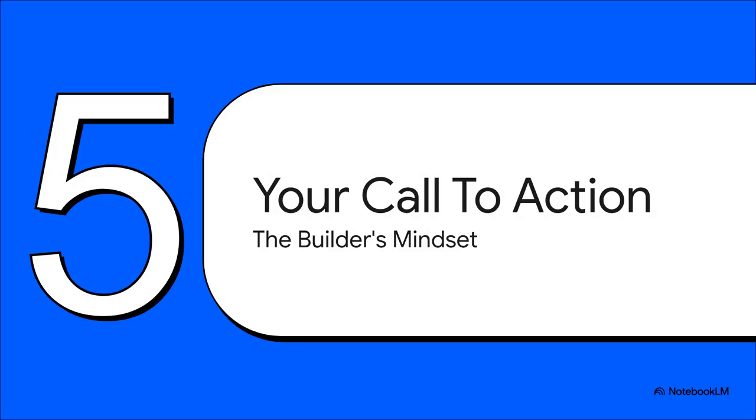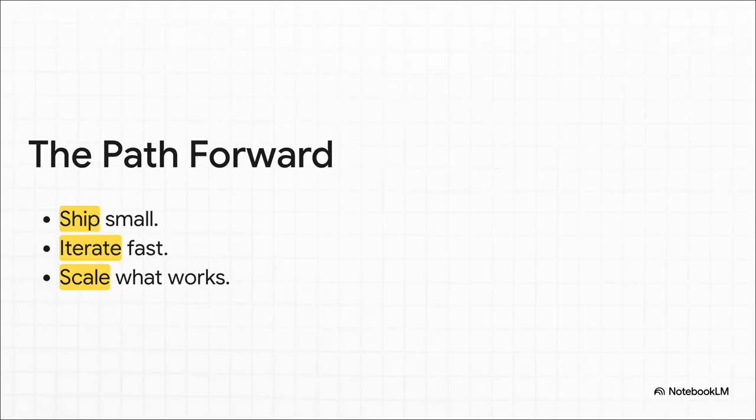And that brings us to our last section, your call to action. This is about switching gears and adopting the builder's mindset. The advice from OpenAI here is so simple and so powerful. Don't try to build some giant, all-knowing agent from the start. Just ship small. Build something tiny that does one thing well. Then iterate fast. See what works, see what doesn't, and adjust. And finally, when you find something that clicks, that's when you scale what works.